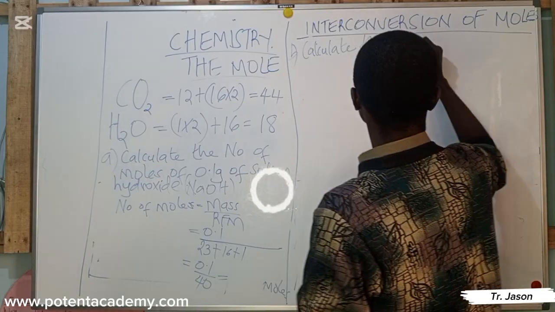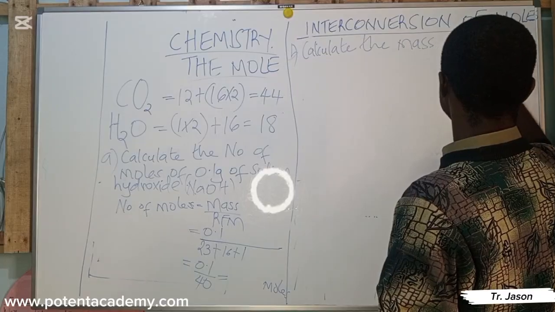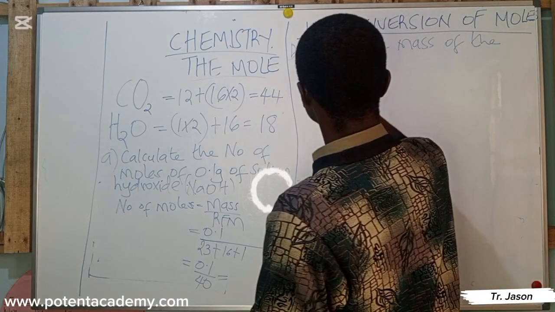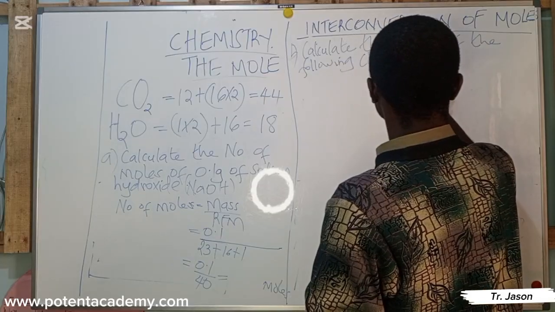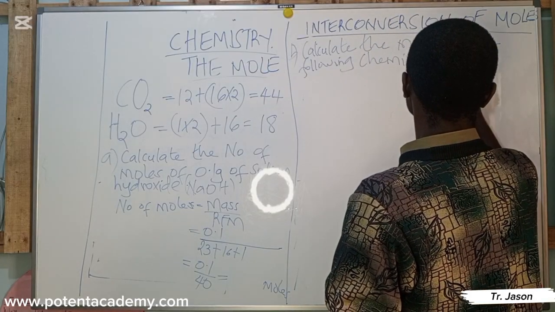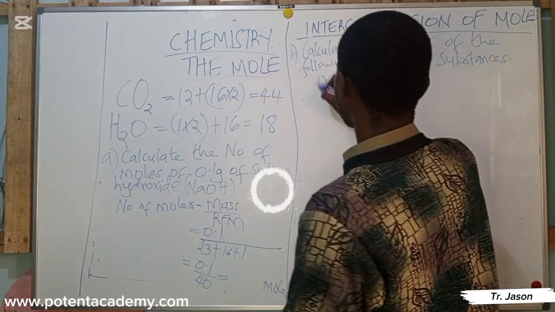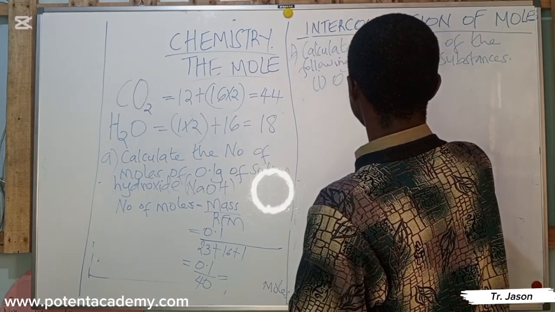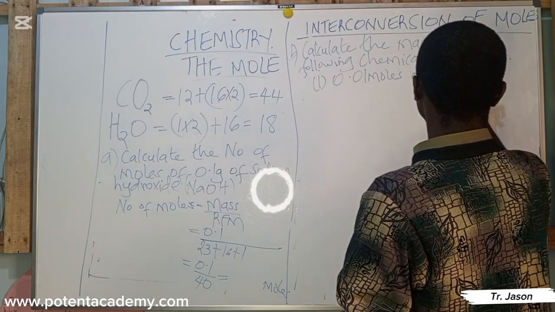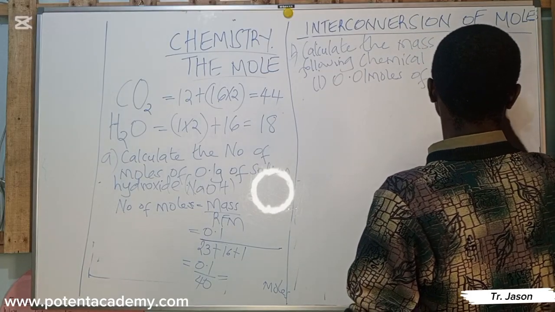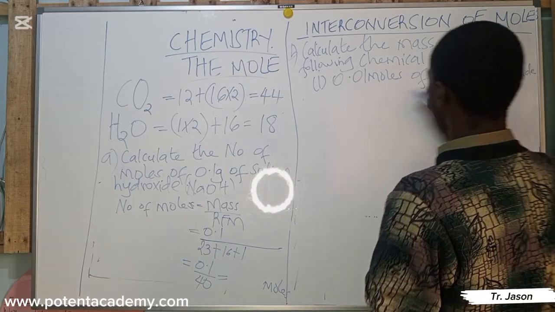Example B. Calculate the mass of the following chemical substances. Part 1, 0.01 moles of hydrogen chloride gas.